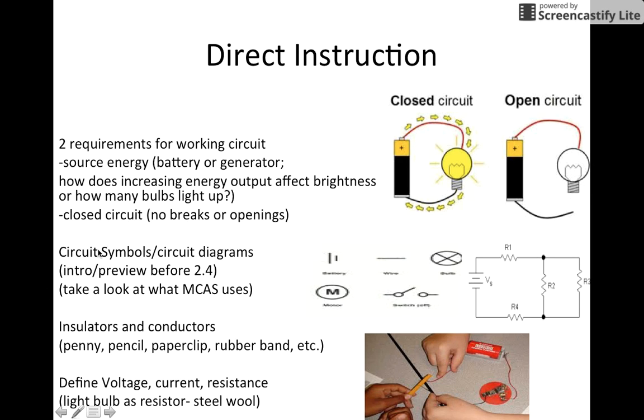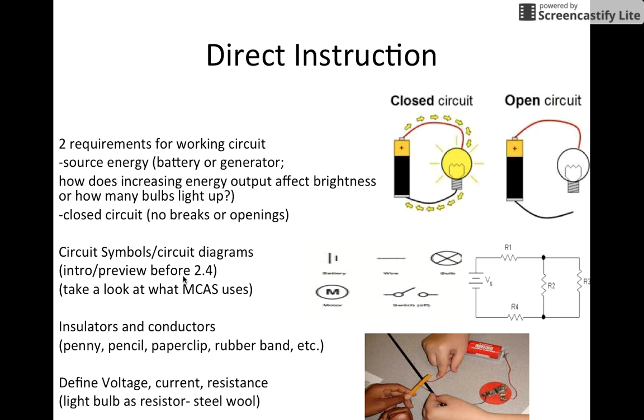And the other requirement, a closed circuit. It's very important to know the circuit has to be closed. Students will notice this when they first make the circuit. If there are any breaks or openings, the bulb does not light up. This is a good time to introduce circuit symbols and circuit diagrams. They're going to get more of this in lesson 2.4, as you'll see in the video that covers that.